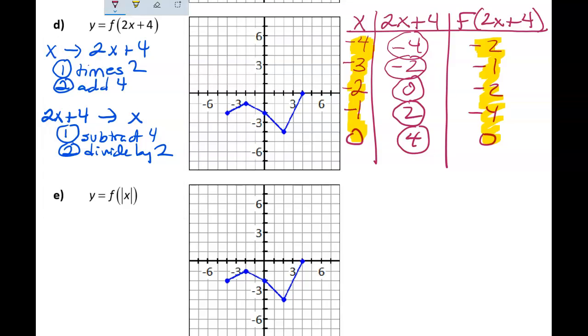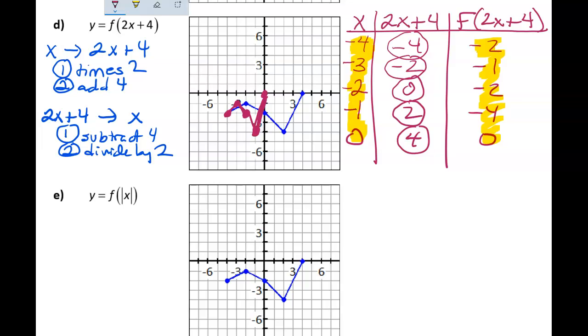So we have negative 4 comma negative 2, negative 3 comma negative 1, negative 2, negative 2. So there's what we've got so far. Negative 1, negative 4, and 0, 0. So I think we can see a horizontal compression as well as a translation.